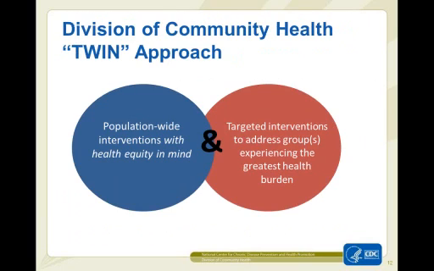In the Division of Community Health, we have adopted what is called the twin approach, and awardees are investing resources in broad population-wide interventions, while at the same time they're investing resources in targeted interventions to either reduce or eliminate health disparities in groups that are experiencing the greatest health burden. And today, one of our panelists, Ms. Julie Deerinwater-Anderson, will describe how Cherokee Nation puts the twin approach into action.